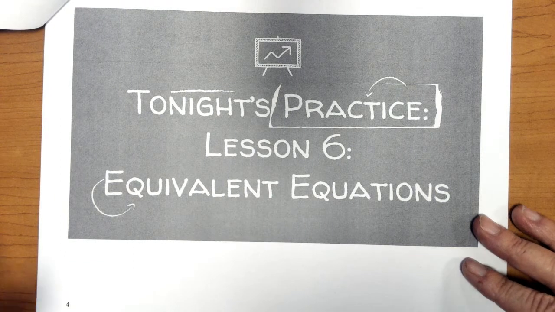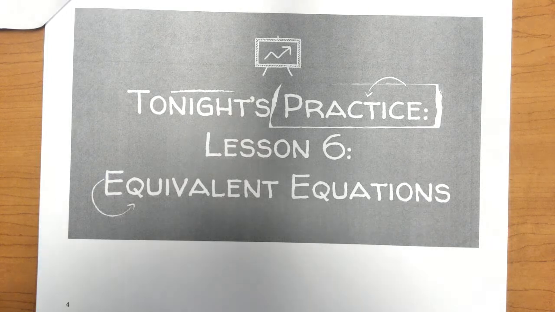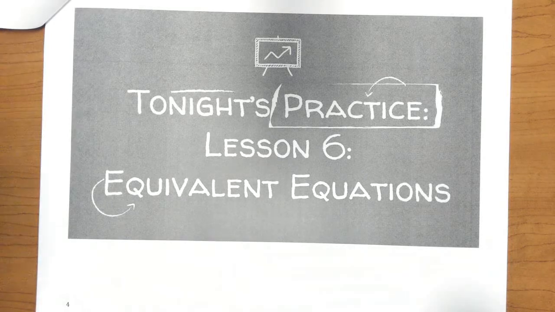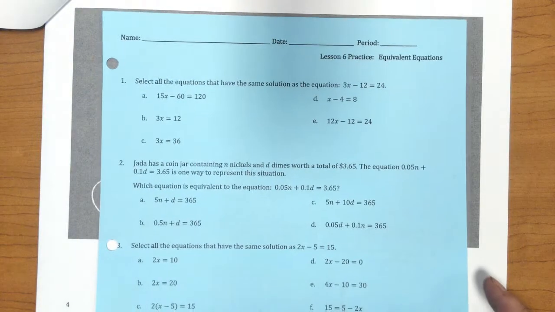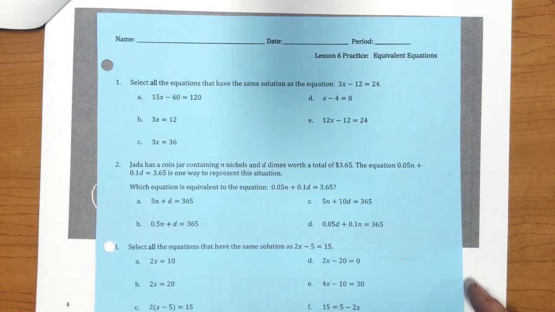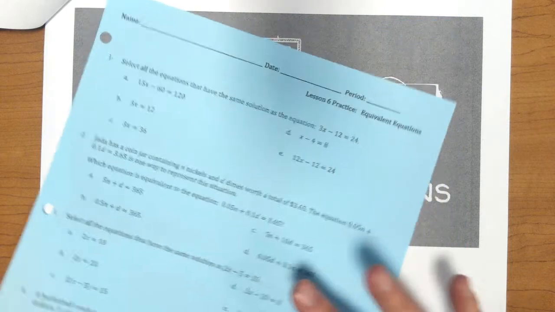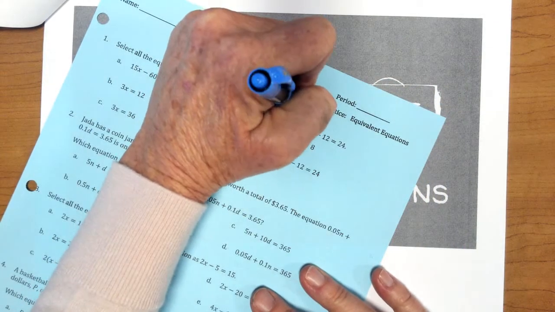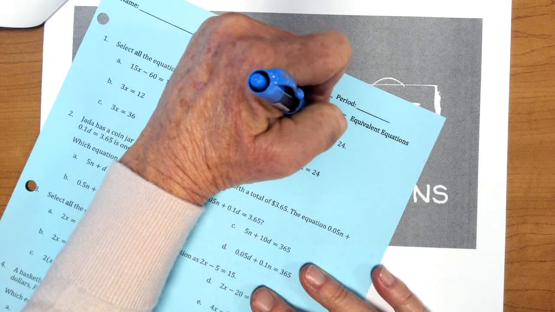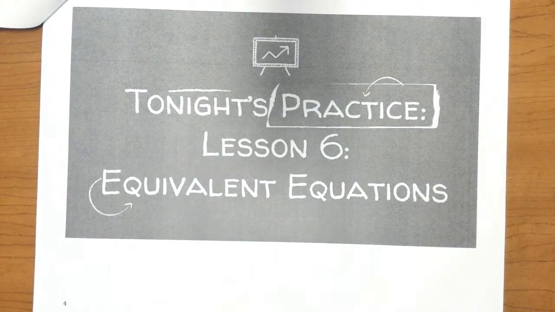Our practice for tonight is going to be on lesson 6, and it is on equivalent equations, and it is on blue paper. You'll be able to get this at the end of today's lesson, maybe start it. If you don't want to start this today, you can work on your Delta Math assignment. I want to just make sure that we remember that this is going to be due on Friday. Okay, Friday of this week.